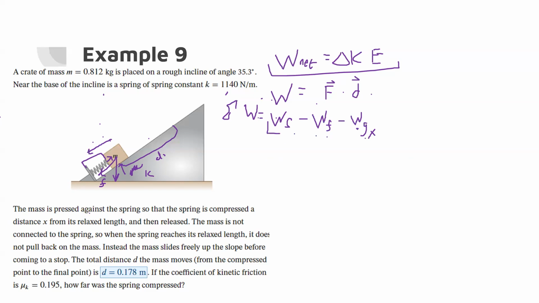The work done by a spring happens to be 1/2 kx squared. There are a couple of ways you can derive that. The way I like, and that makes the most sense to me, is that I remember that force is equal to the negative derivative of potential energy.